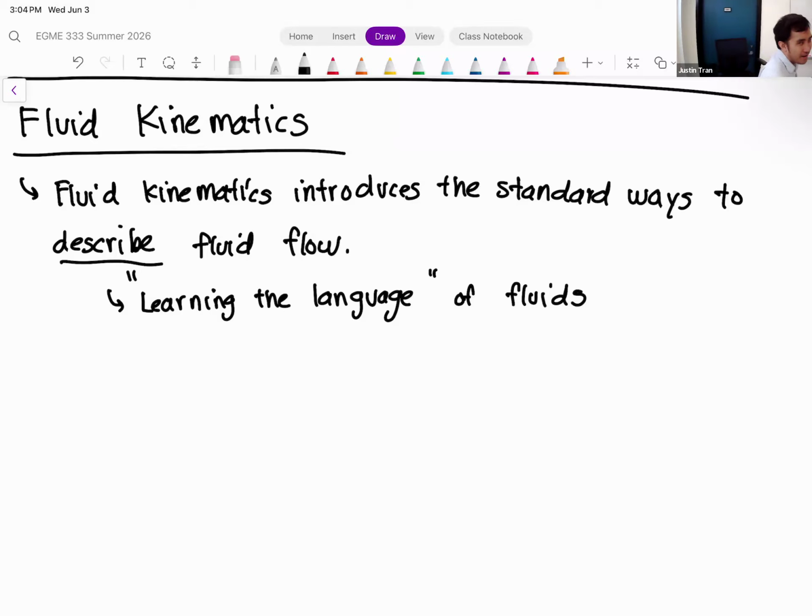Which sounds silly, I know. That's why I put it in quotations there. But you'll see that fluid motion is a lot more complex than solid motion, and so there are a lot of different ways that we can describe it. Even just describing a basic fluid flow is not that simple. It's not trivial. That's the whole point of this section: to learn what vocabulary and what concepts we can use to describe the fluid.